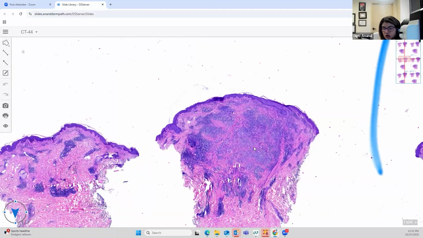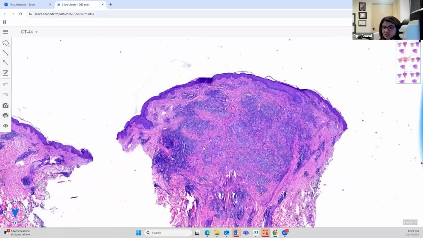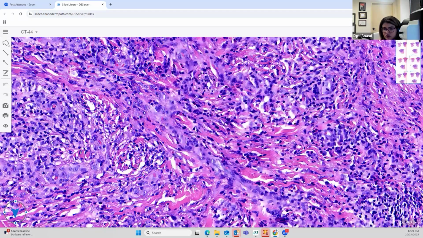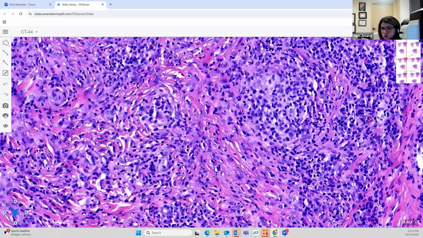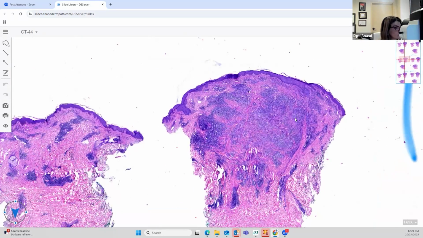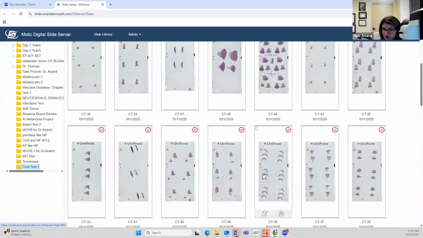So if you were to get deeper into the block, this is where it will show up. So this is an arthropod bite reaction. Superficial and deep lymphohistiocytic infiltrate along with numerous eosinophils. So this is arthropod bite reaction. Does everybody get that? Okay. Let's go to the next one, which is your slide 45.